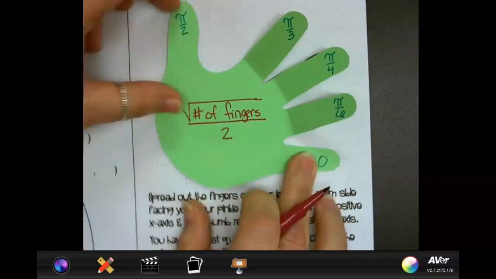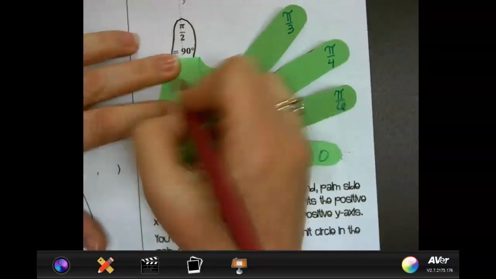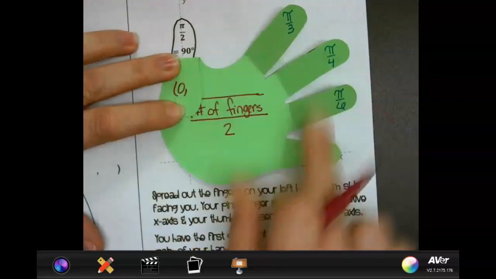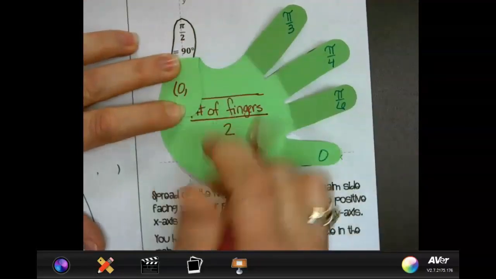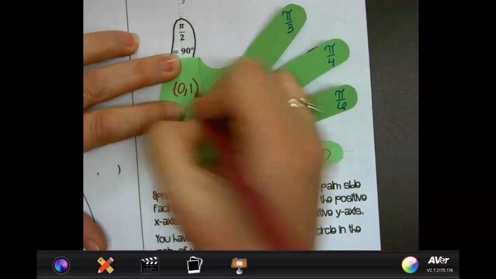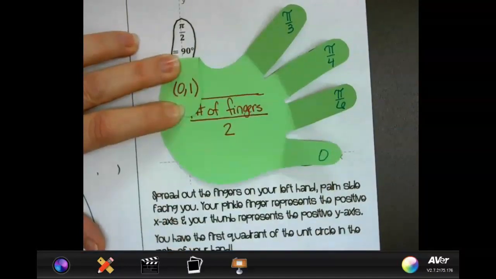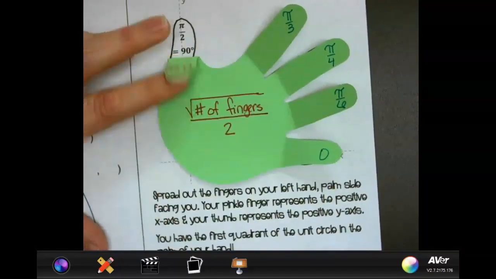If I bend pi halves back, to the left, I have 0 fingers. To the right, I have 4, so I take the square root of 4 and divide it by 2, and I get 1. You see how that works? We good with that?